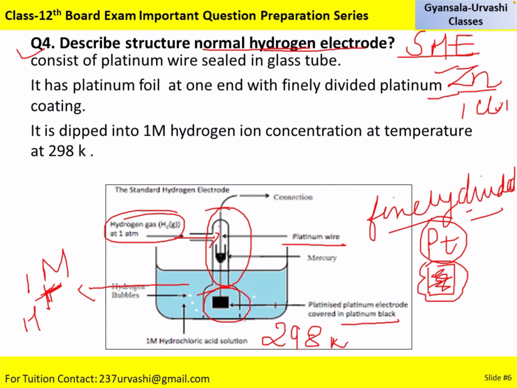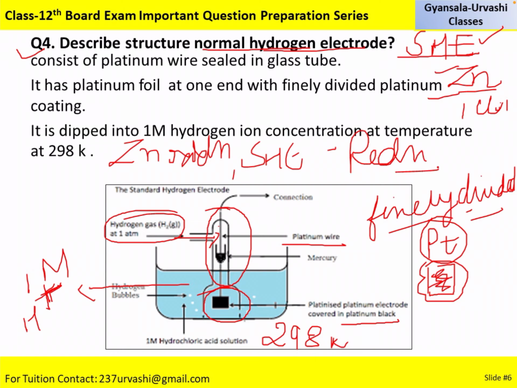Let's say the previous example. I am telling you to find out the reduction potential of zinc. How will you find out? You will use a standard hydrogen electrode. Now zinc will undergo oxidation and SHE will undergo reduction. Okay, the setup is ready. It is a type of galvanic cell and you will find out the standard reduction potential.